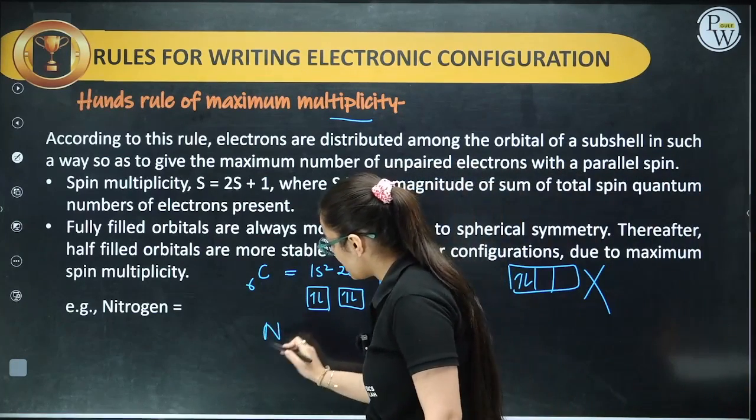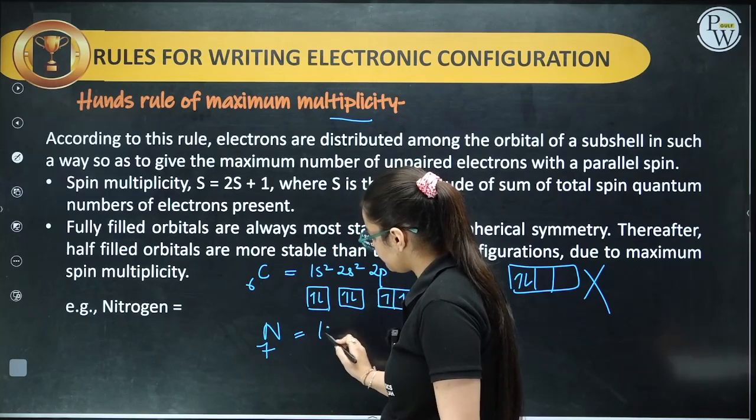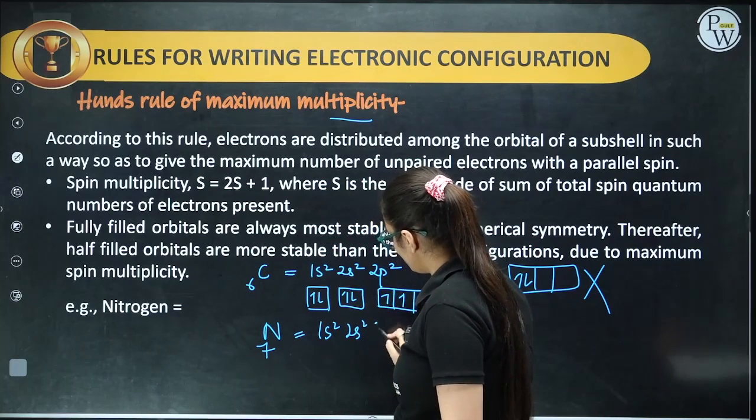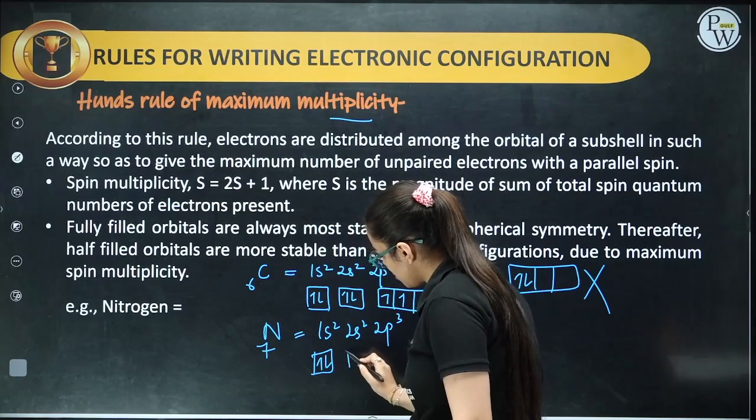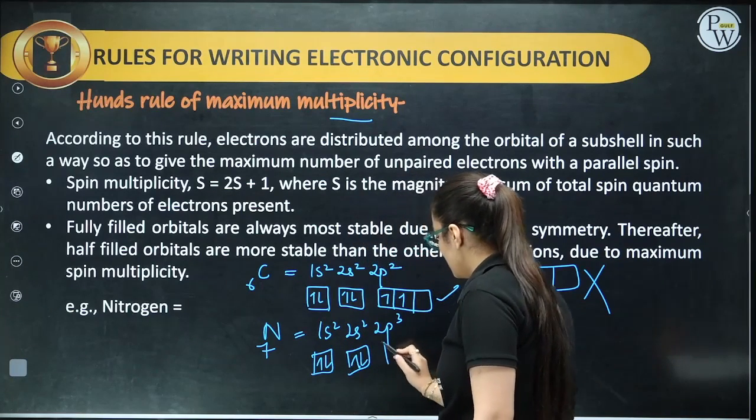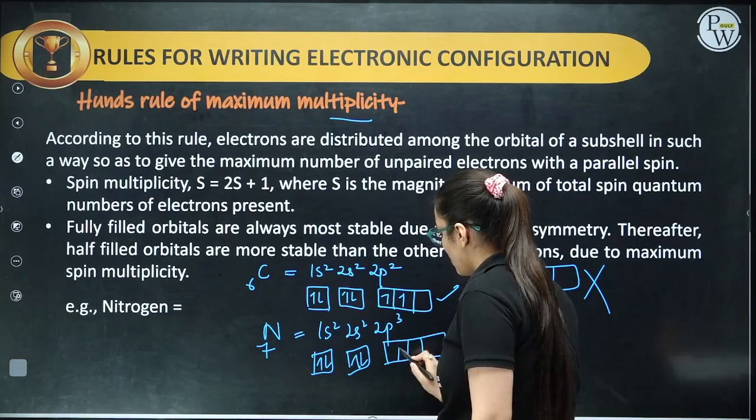Let us consider nitrogen, atomic number is 7, 1s2, 2s2, 2p3. So see, it should be like this, 2 electrons, then 2 electrons. In p, we have 3 orbitals. So 1, 2 and 3.